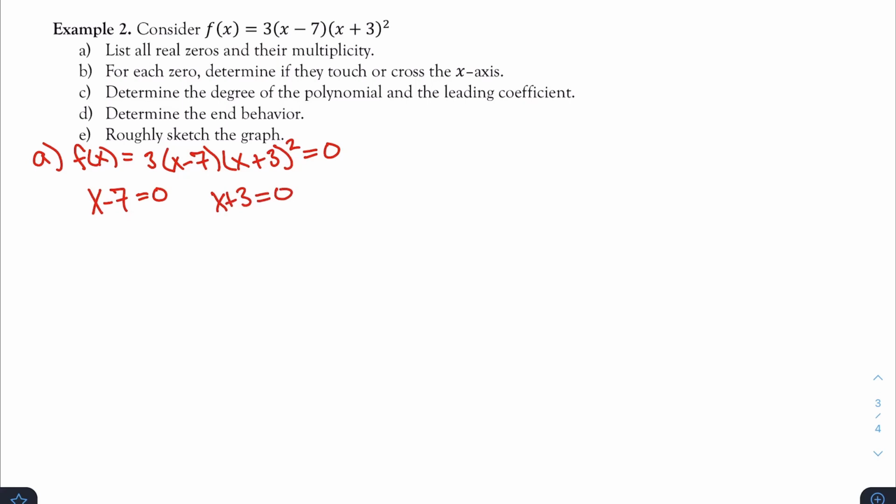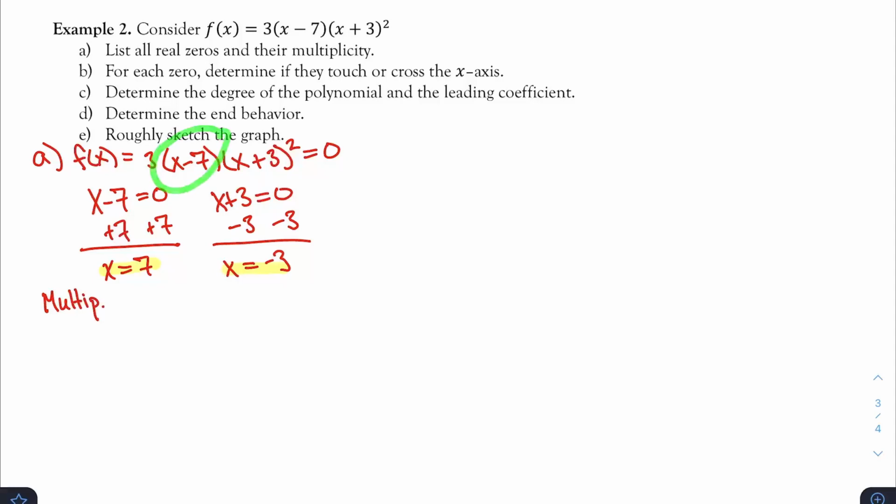So if I solve for x each time, I get x is equal to 7, and x is equal to negative 3. So I have 2 of my zeros. What's their multiplicity? For x equal to 7, again, I return to the x minus 7, and I look at what was the power of this factor. Well, the power of this factor was just x minus 7 to the 1 power. So I have a multiplicity of 1. What about for x equal to negative 3? Well, if I look at x plus 3, the factor it came from, it was x plus 3 squared.